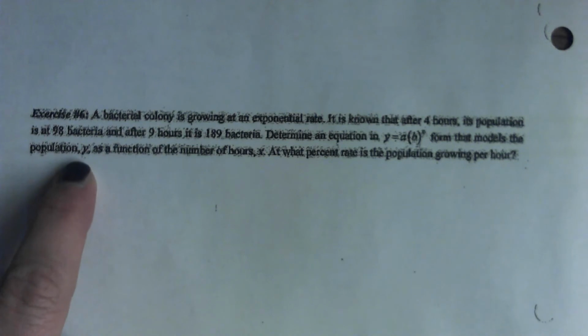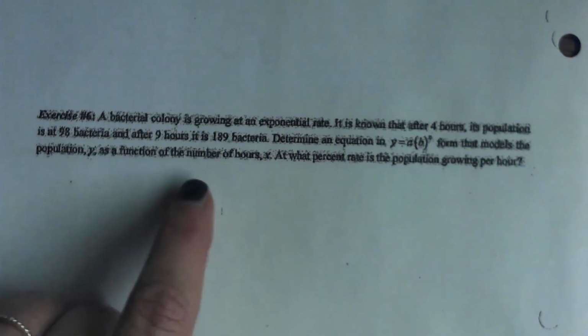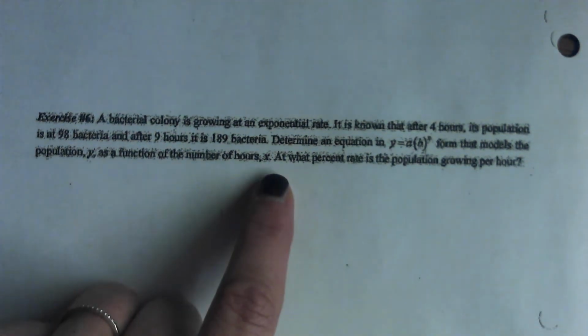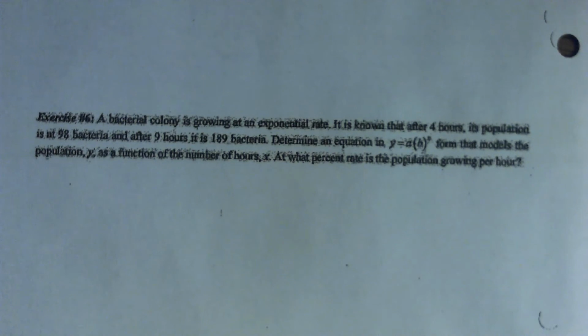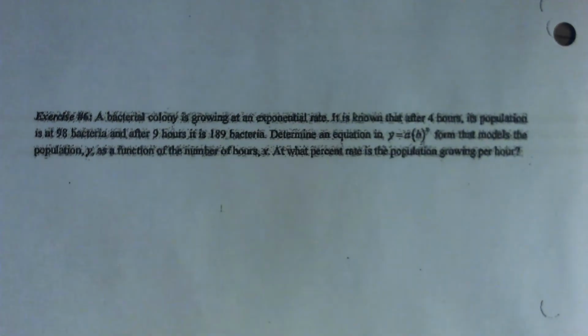Okay, a colony is growing at an exponential rate. It is known that after 4 hours, its population is at 98, and after 9 hours, it is 189. Determine an equation that models the population Y as a function of the number of hours X. We're going to do that first, and then we'll get on to the last question. We're just going to determine the equation.